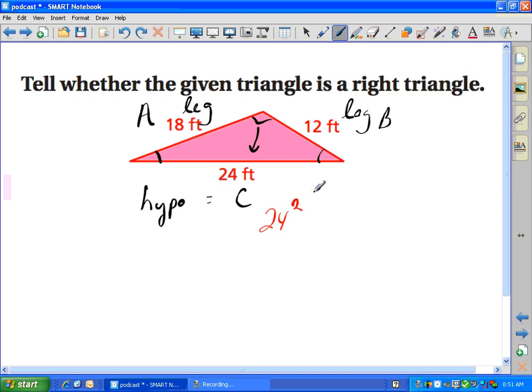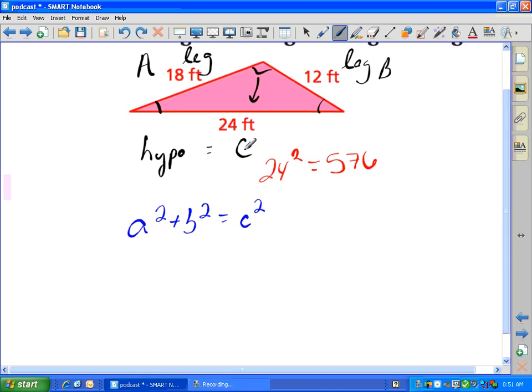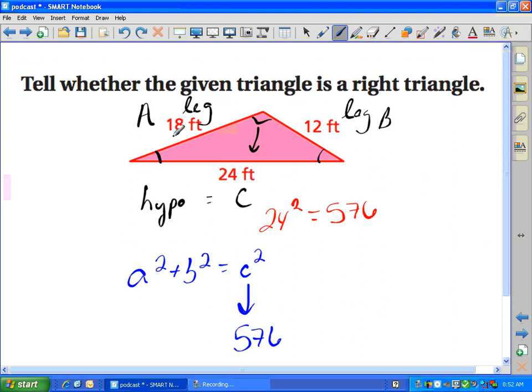So, I'm going to take 24. And I'm going to square it, which means 24 times 24. Bada bing, bada boom. Gives you 576. So let's write our formula. A squared plus B squared equals C squared. So plug and chug. C squared is going to be 576. I'm going to square 18. 18 times 18, 324.